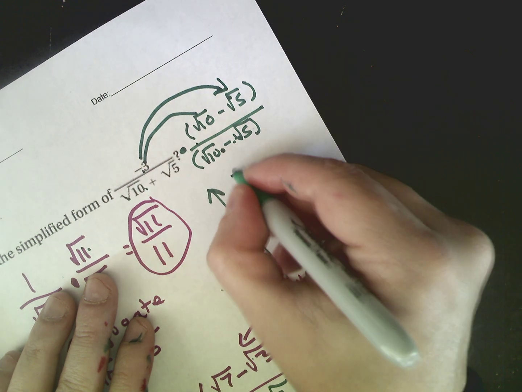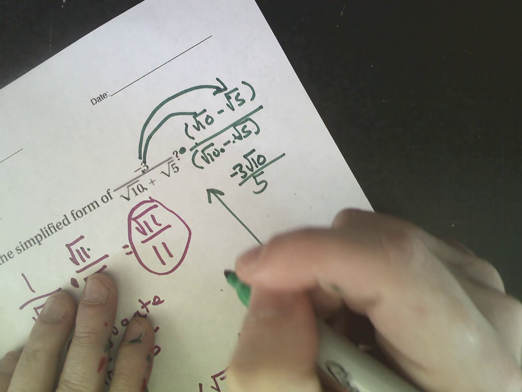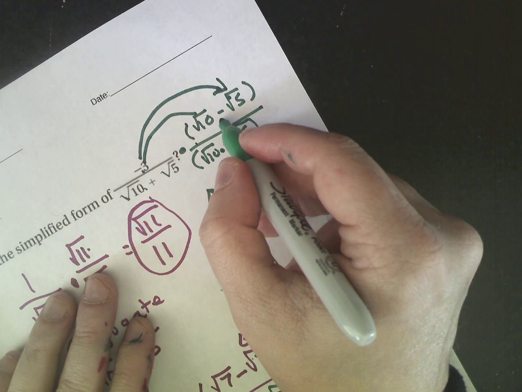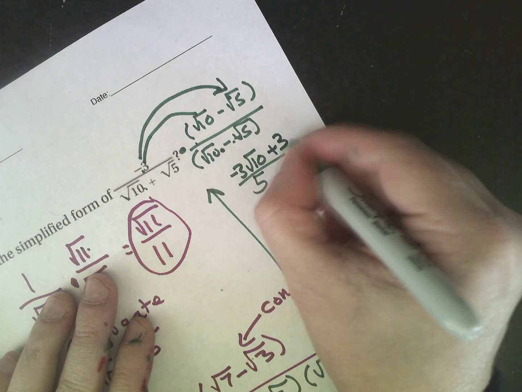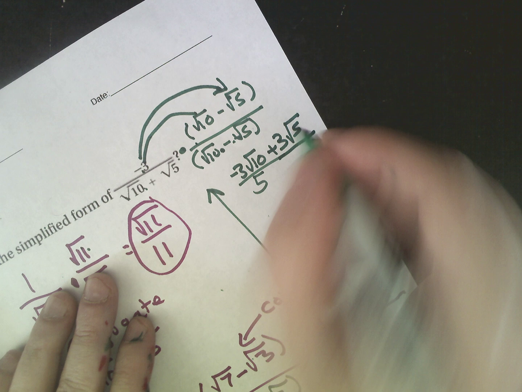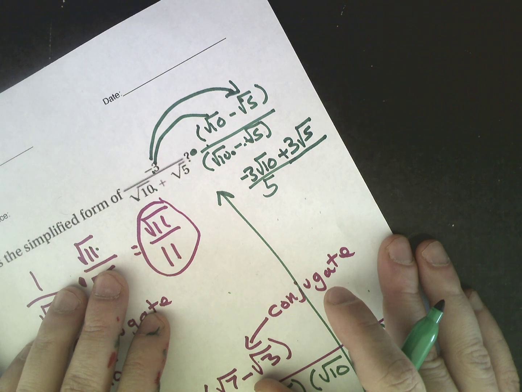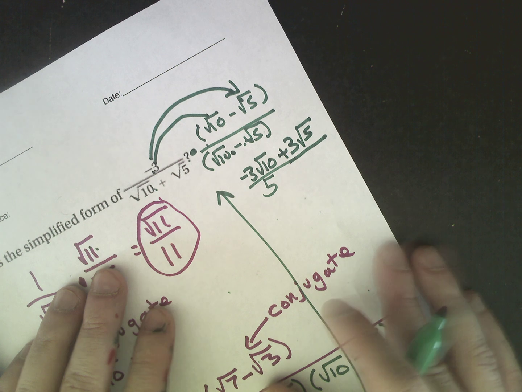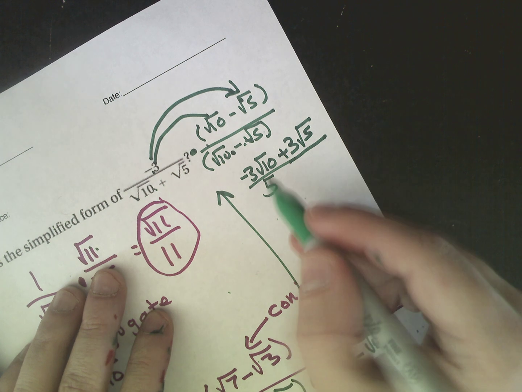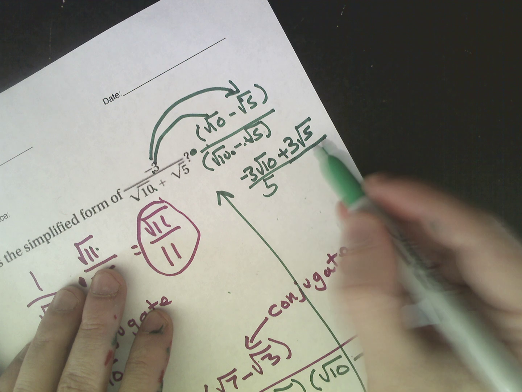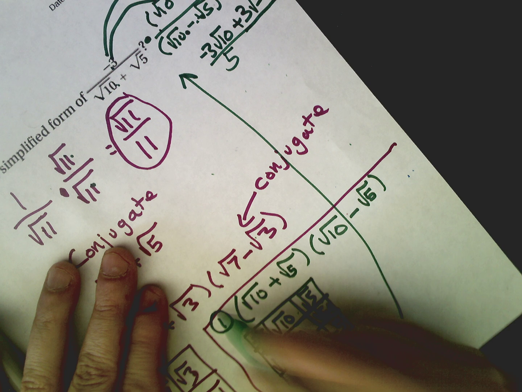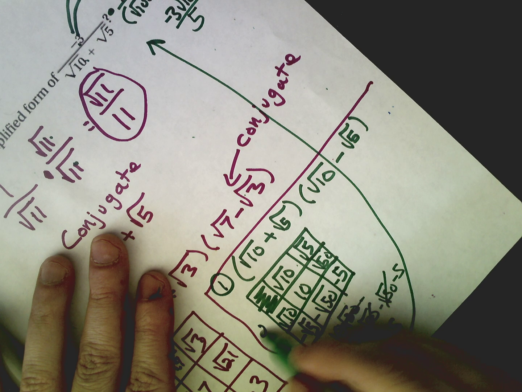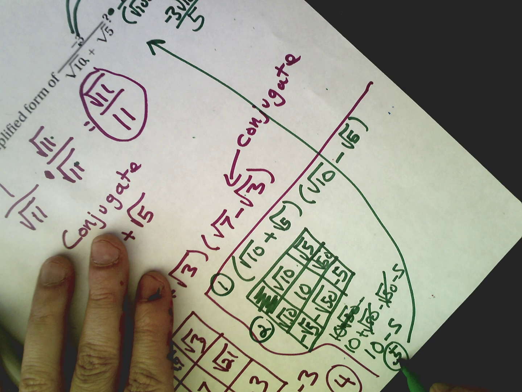Negative 3 times the square root of 10 is negative 3 square root of 10. Negative 3 times negative square root of 5 becomes positive 3 square root of 5. Can't make anything any easier, so we just leave it be. And that is the end, folks. That is it. It's negative 3 square root of 10 plus 3 square root of 5. Remember the steps. You find the conjugate, 1. 2, you do something like the box method or distributive property, and you get the answer.